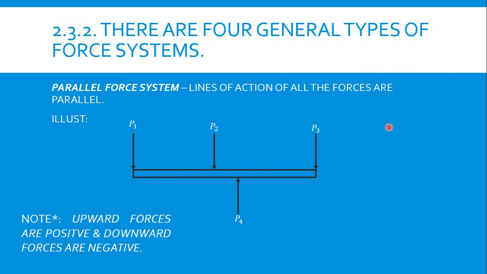Next is parallel force system. Lines of action of all the forces are parallel. As you can see in the diagram, this is an example of a parallel force system. Take note that the upward forces, for example P4, are positive, and the downward forces are negative. So P1, P2, and P3 are examples of negative forces.